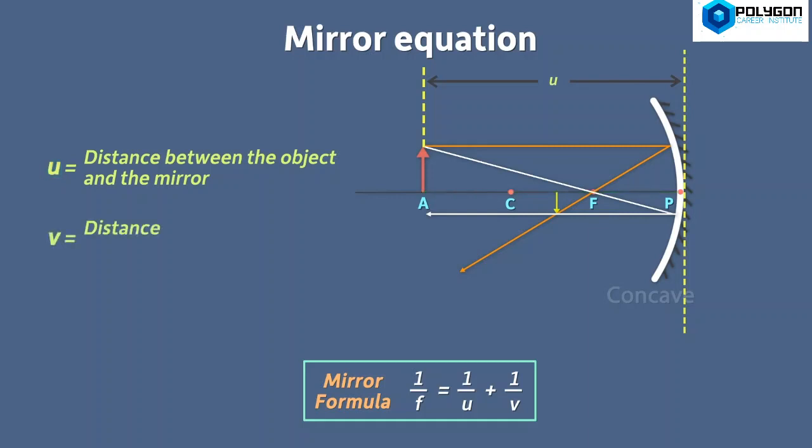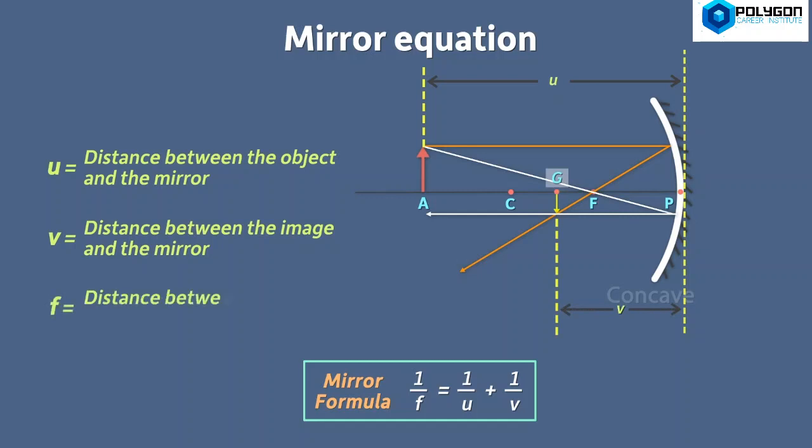V is the distance between the image and the mirror. Let's name this point G. So V is nothing but the distance between points G and P. And F is the focal length, which is the distance between the principal focus and the pole. This distance is equal to F.